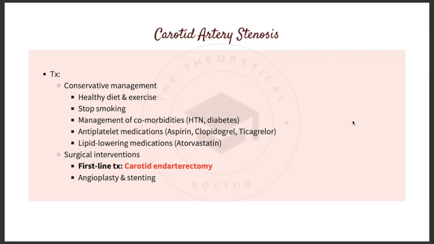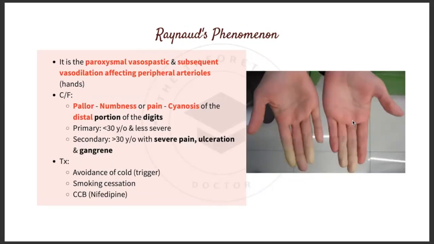Some conservative management to take note would be healthy diet and exercise, stop smoking if the patient is smoking, management of other comorbidities such as hypertension or diabetes, especially if it's uncontrolled. Start the patients on antiplatelet medications such as aspirin, clopidogrel, ticagrelor, and also lipid-lowering medication, atorvastatin. Raynaud's phenomenon. It is the paroxysmal vasospastic and subsequent vasodilation affecting peripheral arterials, usually seen on the hands, like over here.